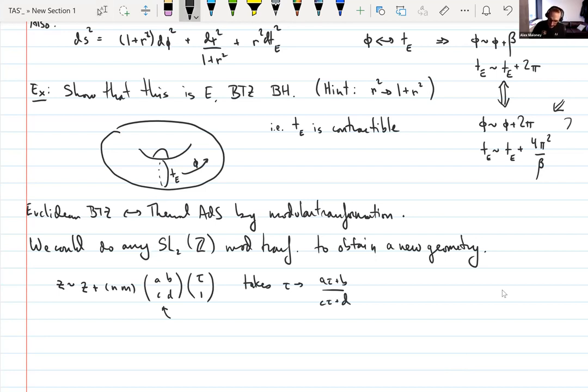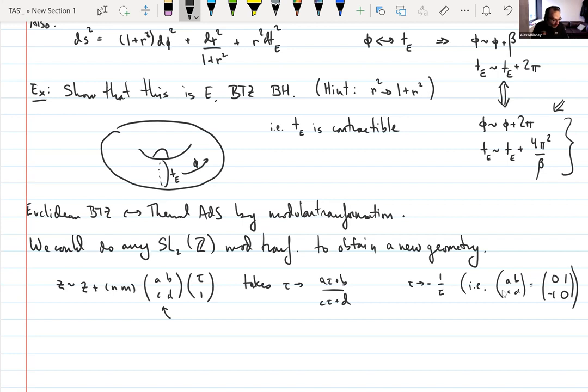And this expression that we obtained up here, where T Euclidean is identified with period 4 pi squared over beta, was just a simple example of this, namely the one where tau goes to -1 over tau, which is to say the SL2Z matrix would be 0, 1, minus 1, 0, okay? Which is an invertible matrix with integer entries. Good.